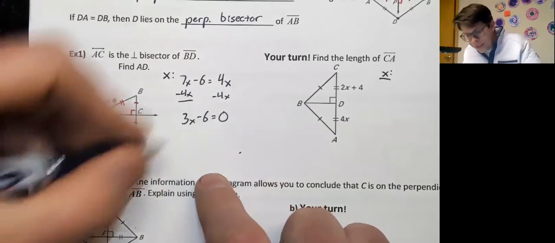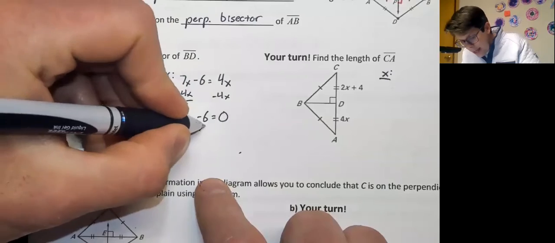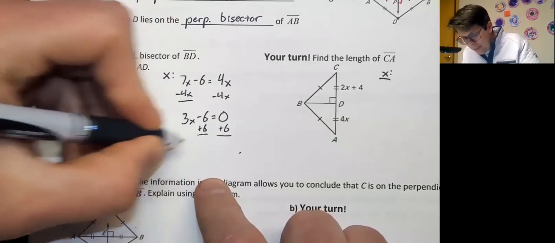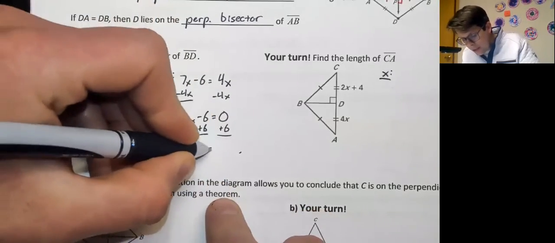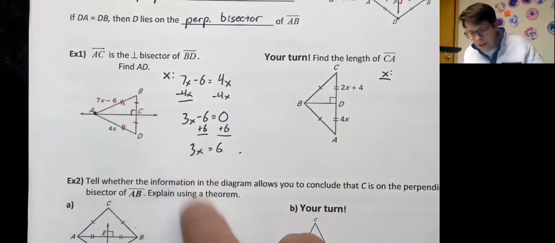Then I'm going to bring my 6 over to the other side, just so we can isolate that x variable. And I'm using opposite operations. And I'm going to get 3x is equal to 6. And then lastly, I'm going to divide.